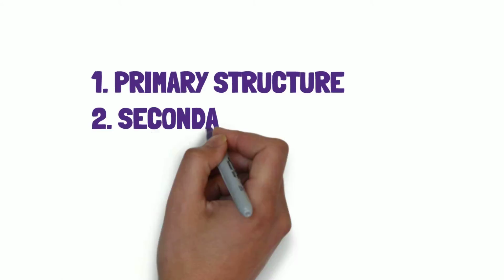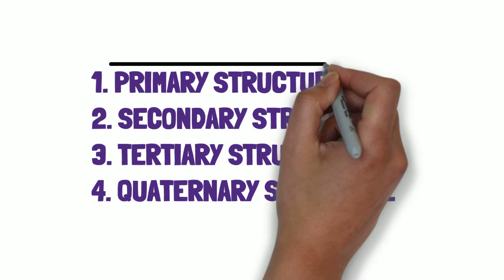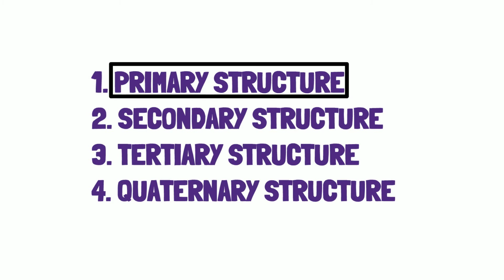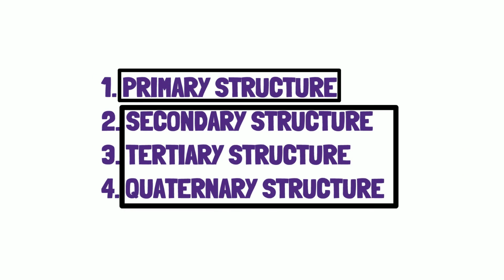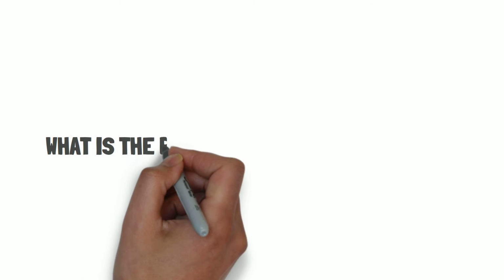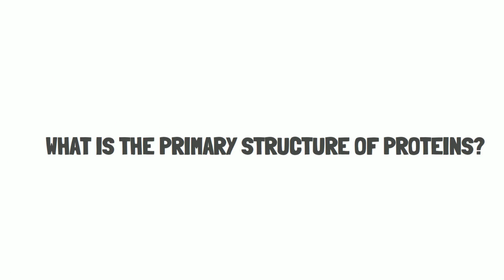Now, in this video, I will only discuss in details the primary structure of proteins. The other structural levels are discussed in separate videos. So, what is the primary structure of proteins? The primary structure of a protein simply refers to the sequence of its amino acids.